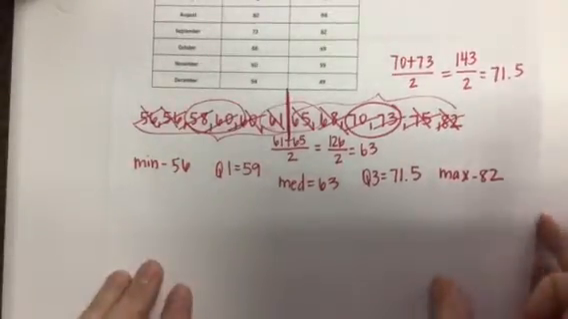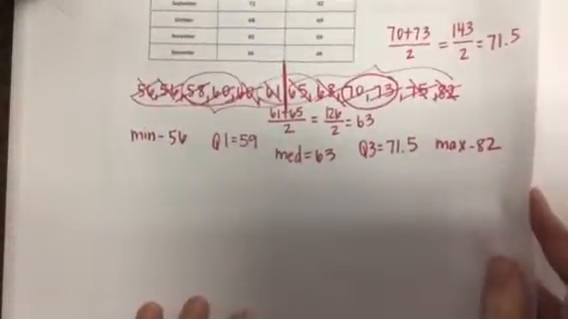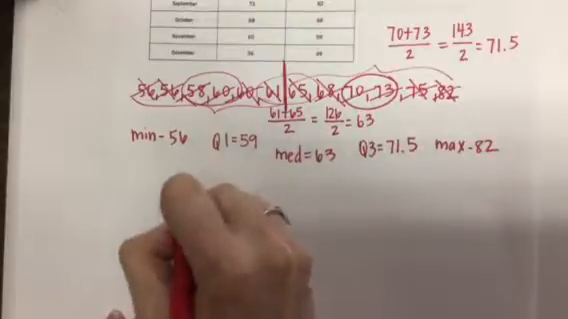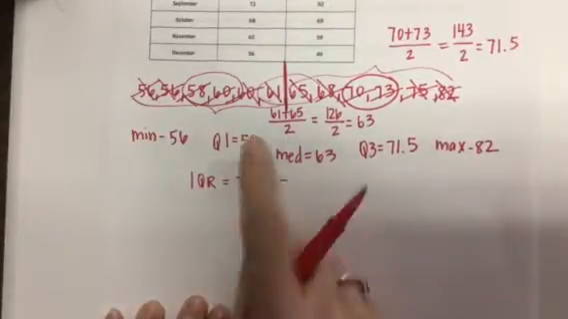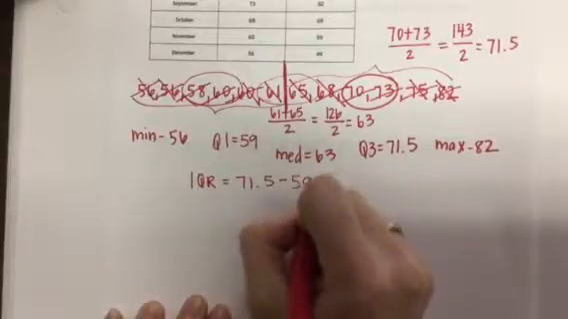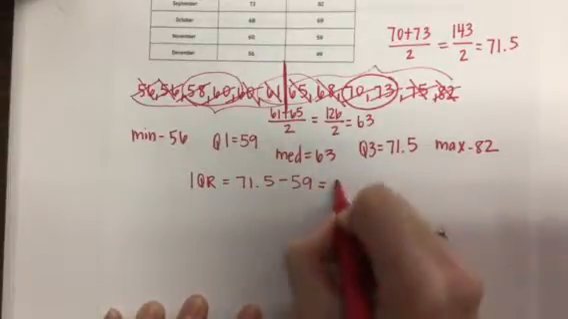The other thing that the table asked for was the IQR here. So remember, the IQR means that we take Q3 and we subtract Q1. So the IQR should be 12.5.